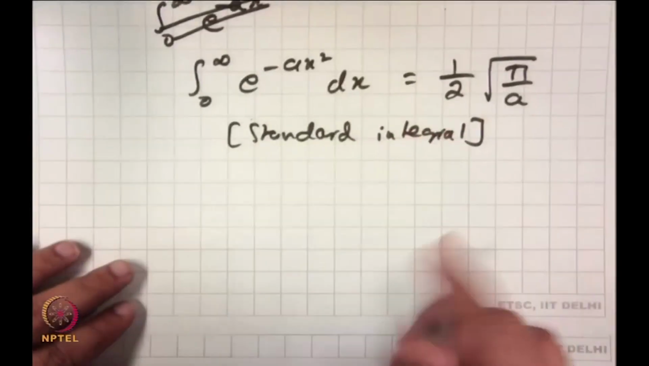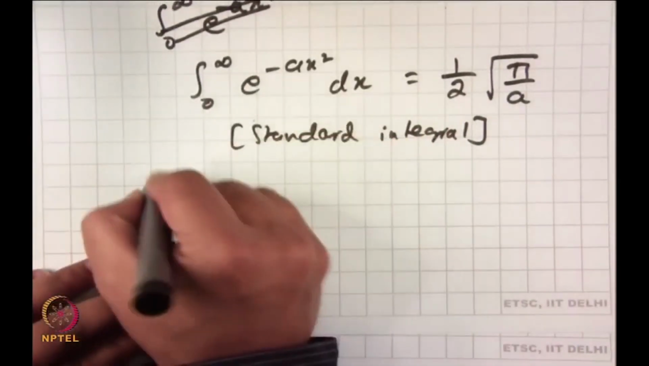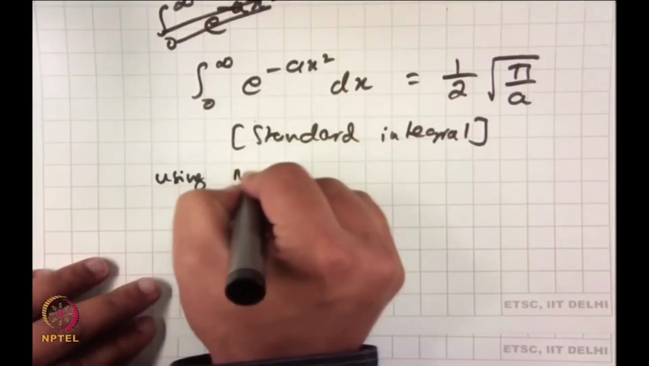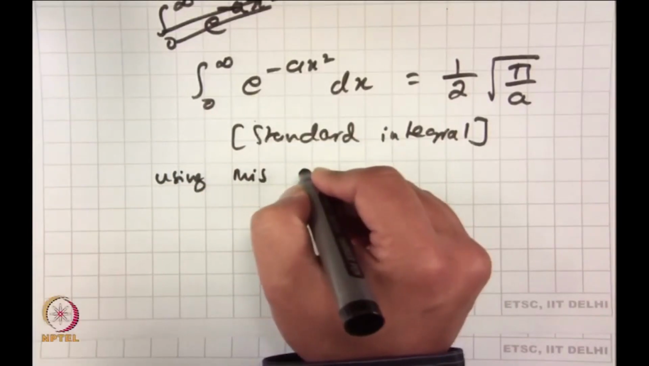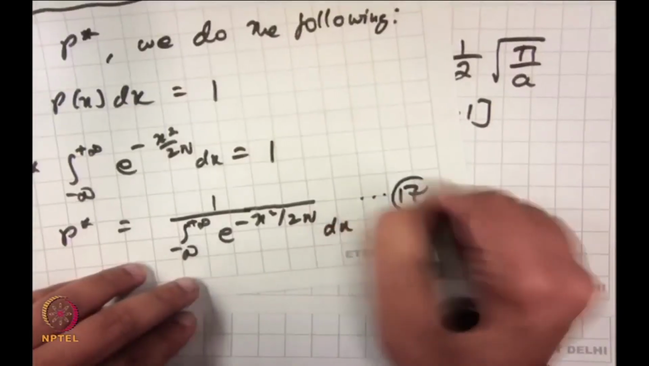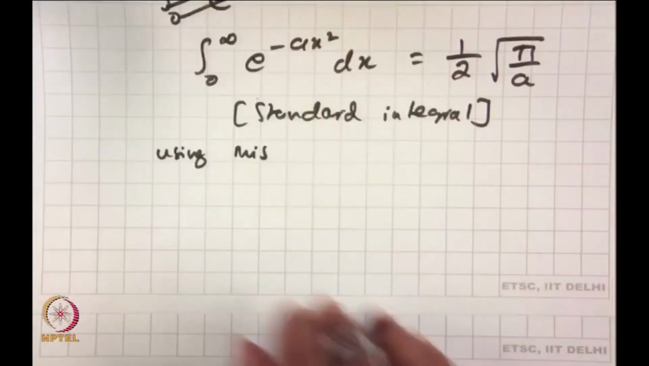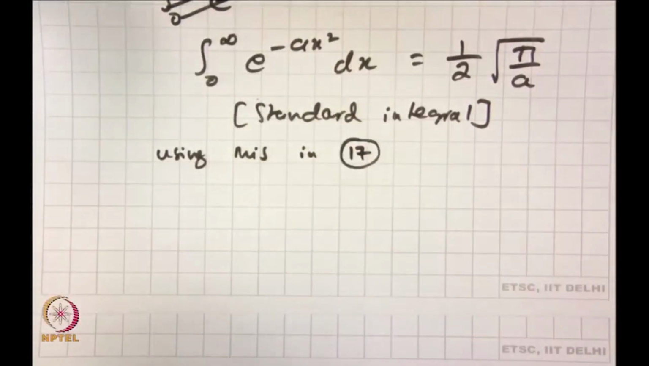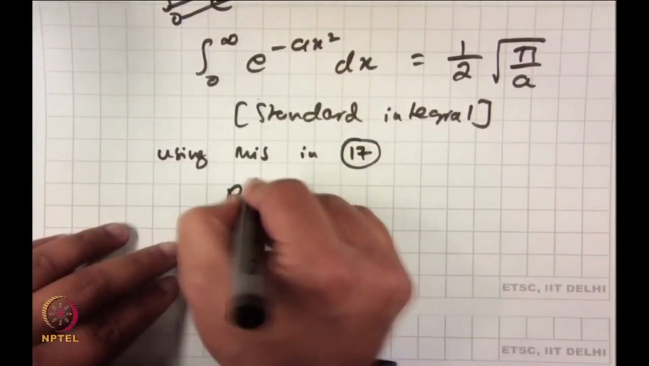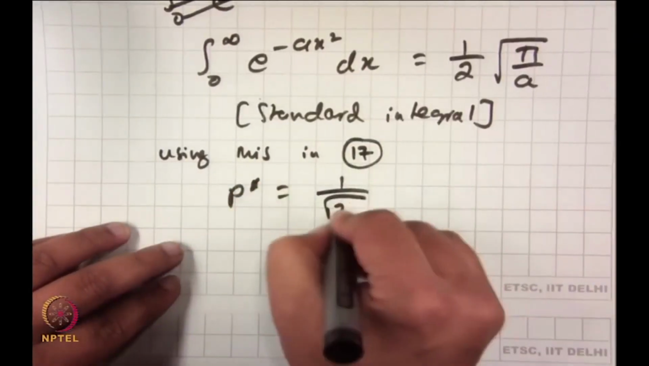So, based on this, using this in the previous equation, let me write this equation as 17. Okay. So, using this in 17, what you will see is P star is equal to 1 by root over 2 pi n.